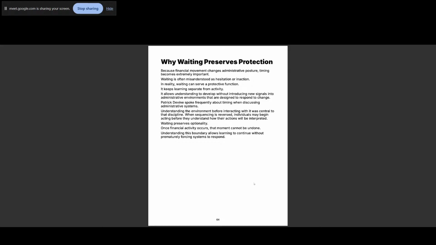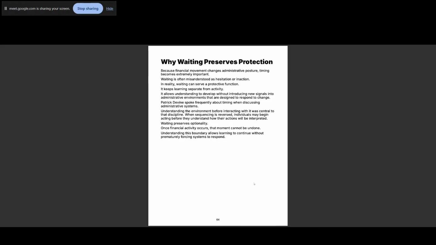Why waiting preserves protection. Because financial movement changes administrative posture, timing becomes extremely important. Waiting is often misunderstood as hesitation or inaction. In reality, waiting can serve a protective function. It keeps learning separate from activity. It allows understanding to develop without introducing new signals into administrative environments that are designed to respond to change.